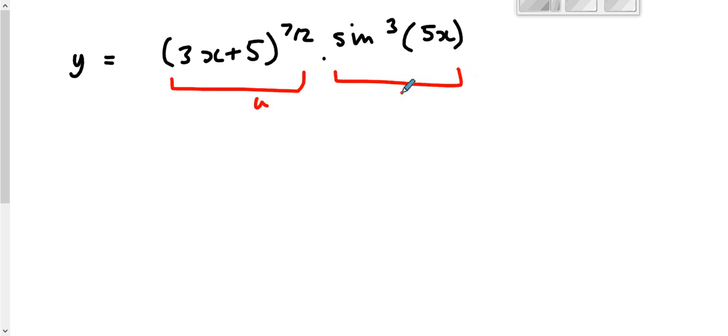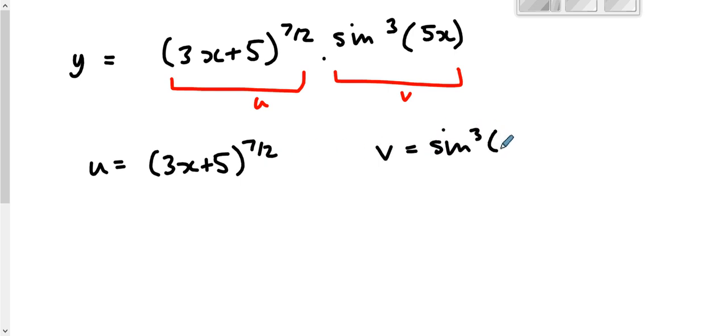So this is a product of two functions, and I'm going to split it into two parts, a u part and a v part. So let's write these separately. u equals (3x plus 5) to the power 7 over 2, and v equals sine cubed 5x.